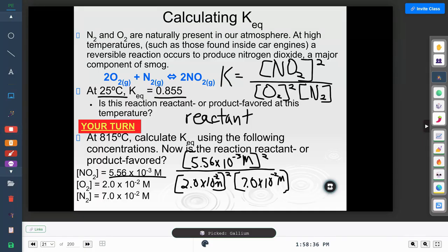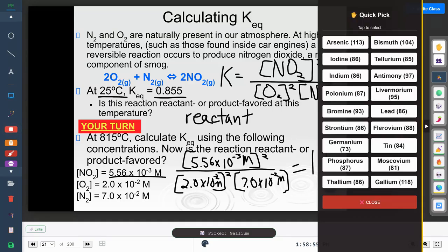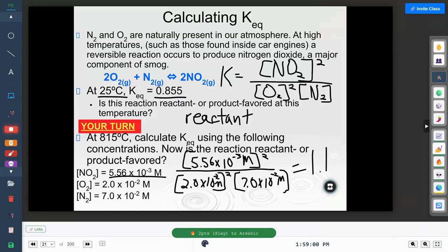All right, raise your hand if you got an answer. Arsenic, what do you got? Does K have units? No units. 1.1. Yes, good job. Indium, is this reactant or product favored? Because it's above 1. Great job.